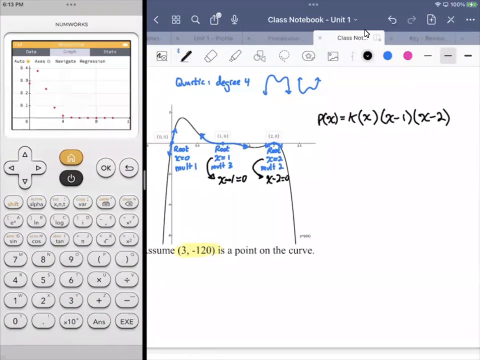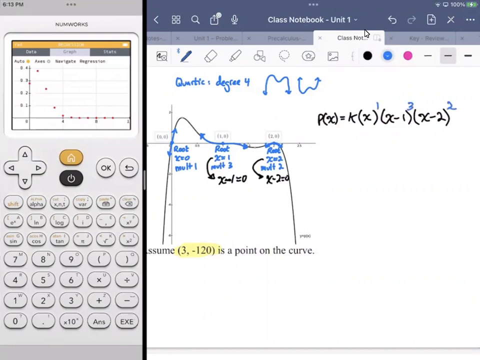Again, we'll get the powers involved in a second, but the whole idea is to solve for the root, get 0 all by itself on one side of the equation, and whatever's on the other side is going to be your factor. Now, multiplicity 1 gets a power of 1. Multiplicity of 3, power of 3. Multiplicity of 2, power of 2.